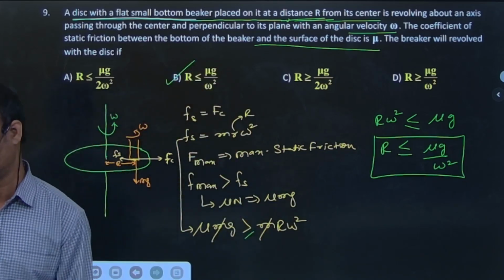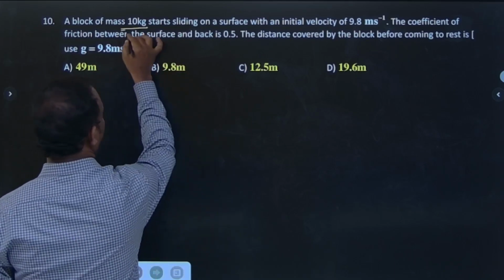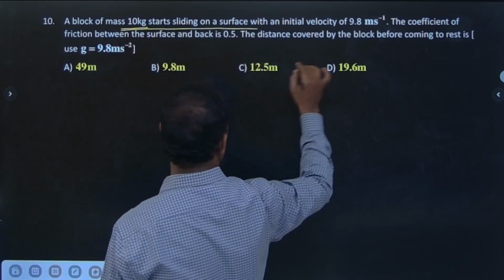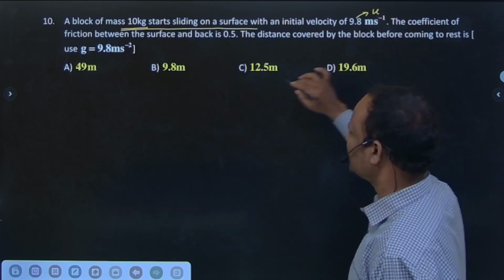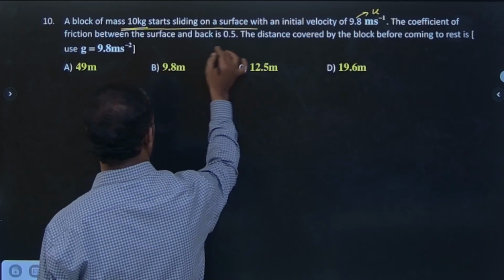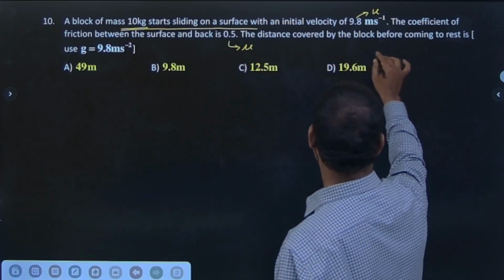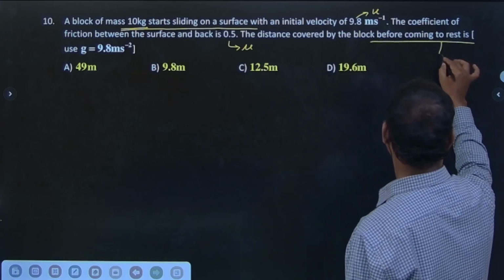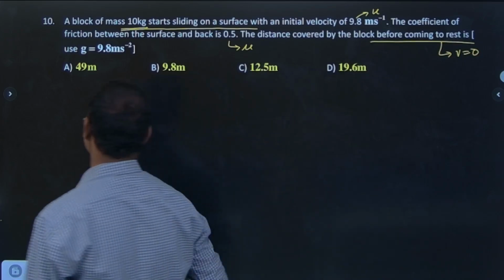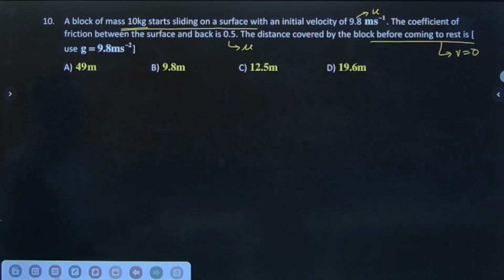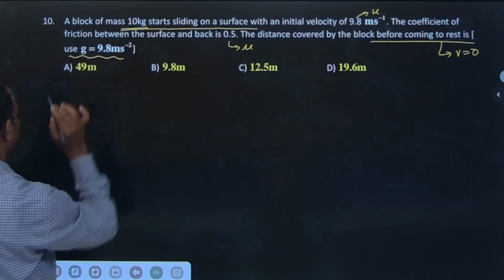Option B is correct. Next question: a block of mass 10 kg starts sliding on a rough surface with an initial velocity u, and the coefficient of friction between the surface and block is given as mu. The distance covered by the block before coming to rest means final velocity v is equal to 0. The value of g is 9.8 meter per second square. If you want, we can use 10 also, but whenever it is mentioned, we need to go through this condition.